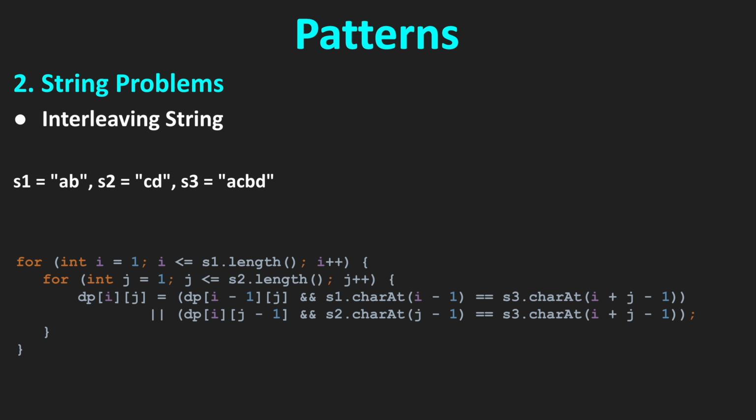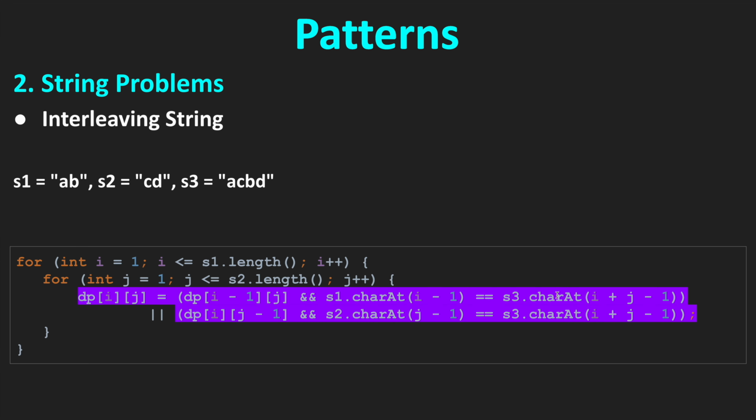We are starting from 1 and 1 for i and j. At each step, we are checking whether the character at S3 is equal to our character at S1. In that case, the prior value, i minus 1, j, should be true. If that is true, we are setting that to true. Another case is that if the S2 character is equal to our S3 character at the moment, then in that case the j minus 1 value should be true.